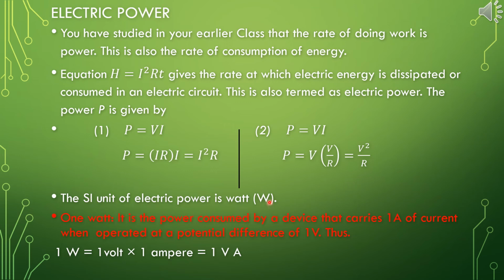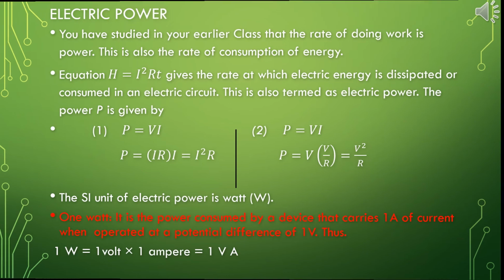Let us now define what is 1 watt. It is the power consumed by a device that carries 1 amp of current when operated at a potential difference of 1 volt. Thus, 1 watt is equal to 1 volt into 1 ampere, that is equal to 1 volt ampere, which is nothing but 1 watt.